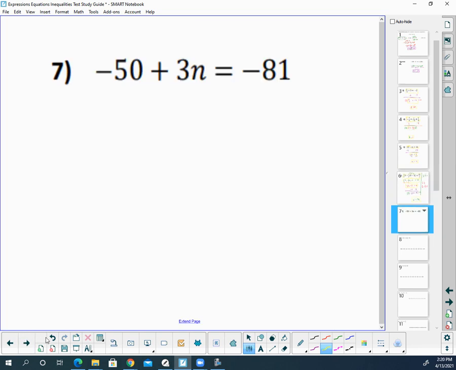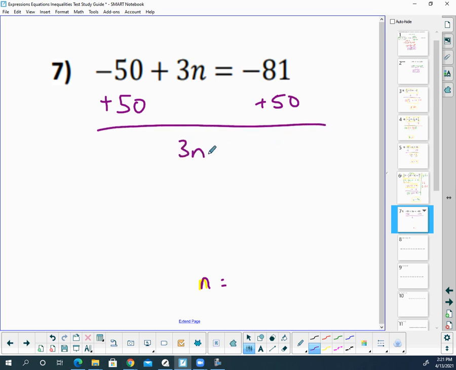Okay, moving on to number 7. Number 7 is this equation, so let's solve it. We need to get n by itself at the end. So we have negative 50 plus 3n equals negative 81. So I'm going to add 50 to both sides. When I add 50 to both sides of the equation, I get 3n equals negative 31.